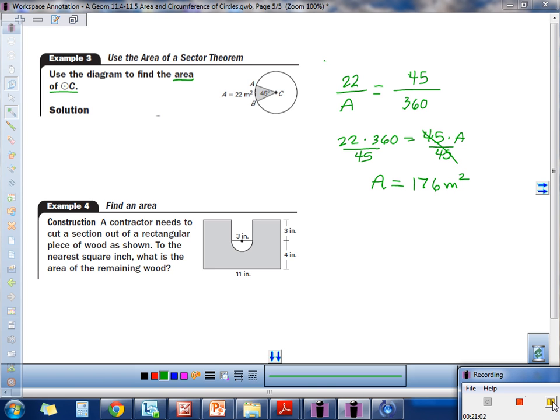All right, here's our last one. They say a contractor needs to cut a section out of a rectangular piece of wood as shown to the nearest square inch. What's the area of the remaining wood? We got to find the area of this shaded section. My advice is find the big area of the big board first. So the whole board, how do you find its whole area? Length times width based on height?